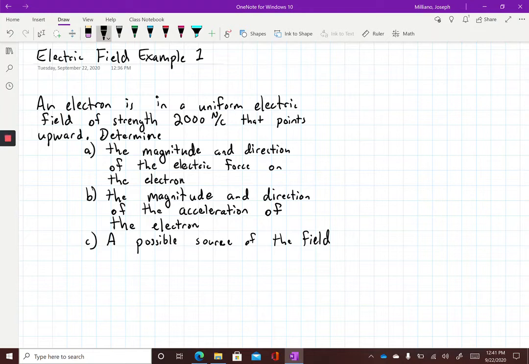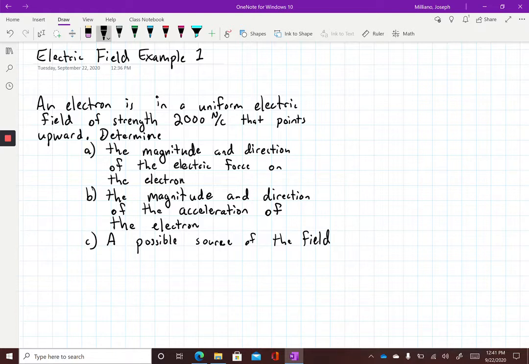Here's the example problem. We've got an electron that's in a uniform electric field of strength 2,000 newtons per coulomb that points upwards. We want to determine the magnitude and direction of the electric force on the electron. We want to determine the magnitude and direction of the acceleration of the electron, and we want to determine what a possible source for the field could be. So let's go ahead and get started.